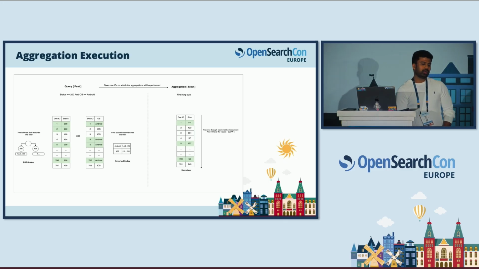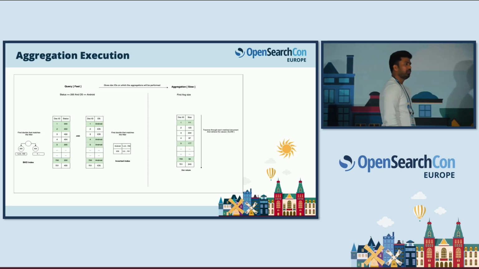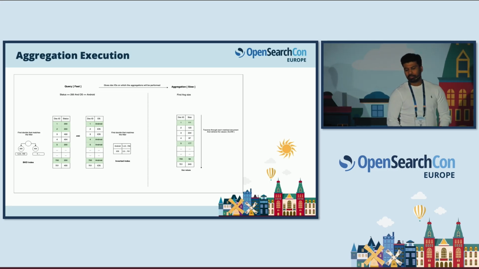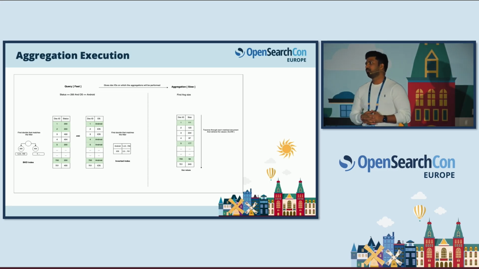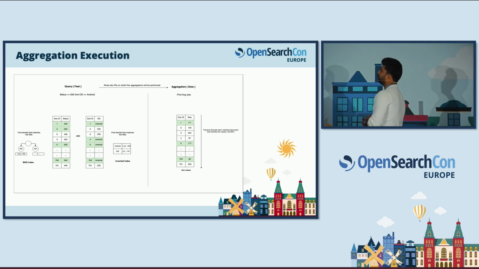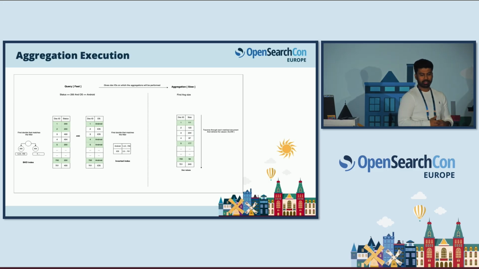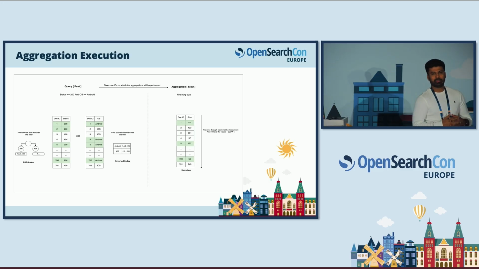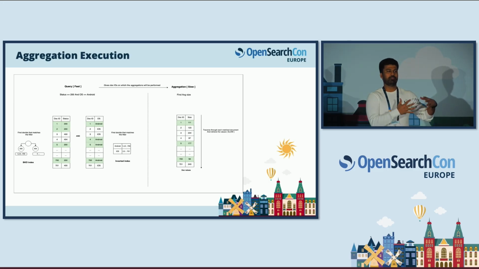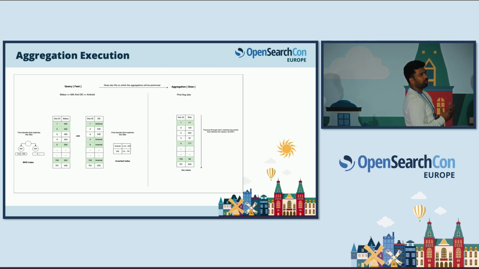Here is a look at the default aggregation execution flow in OpenSearch. Let's say you are querying something like status code equal to 200 and operating system equal to Android. The way it works is, first, all of this happens for every shard in Lucene. It will try to build a doc ID set iterator for each of these queries.